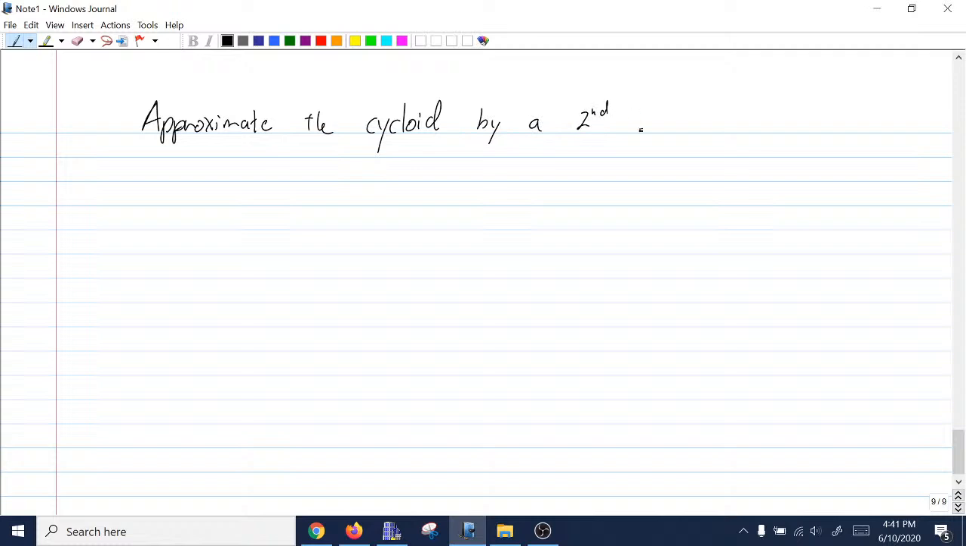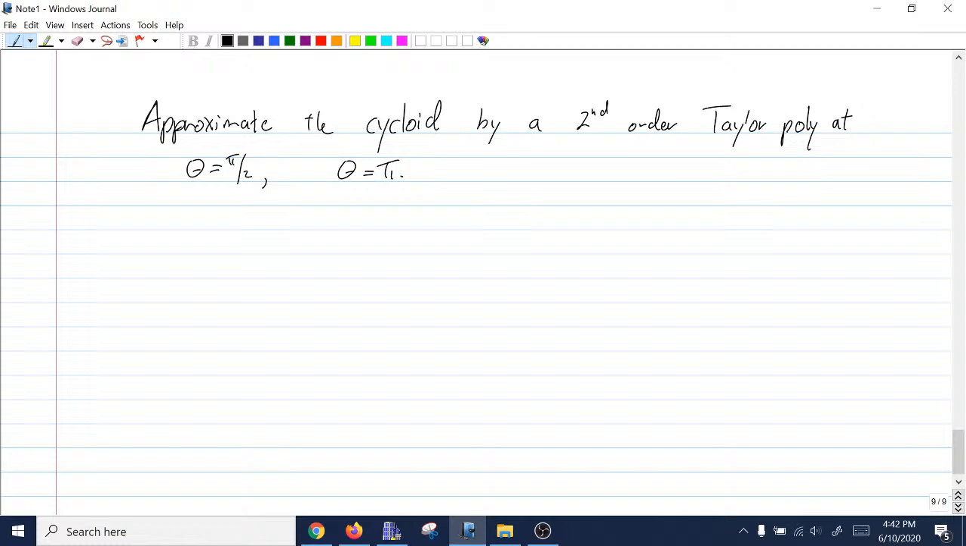second order Taylor polynomial at theta equals pi over 2. Theta equals pi. This shouldn't be so tough.